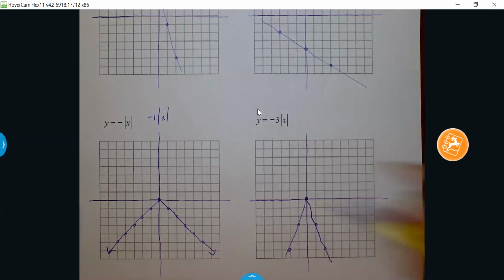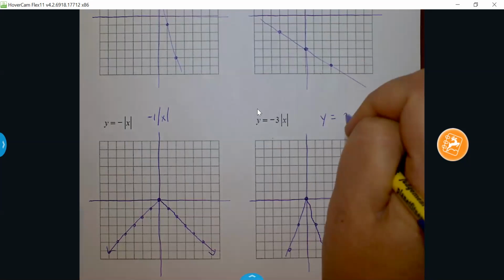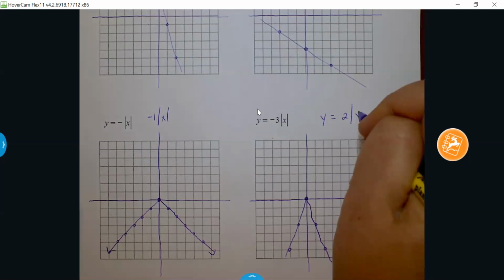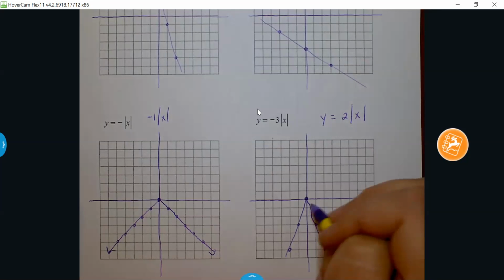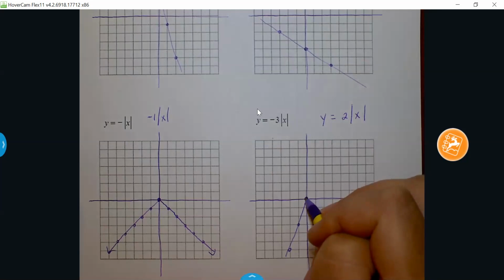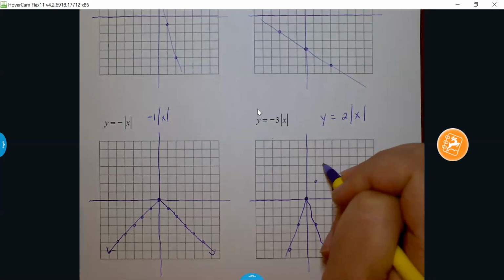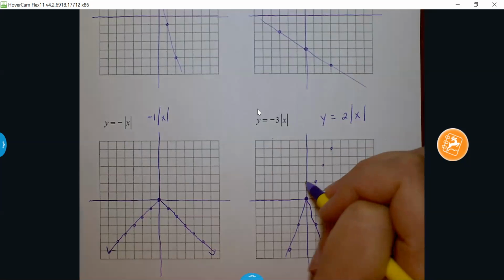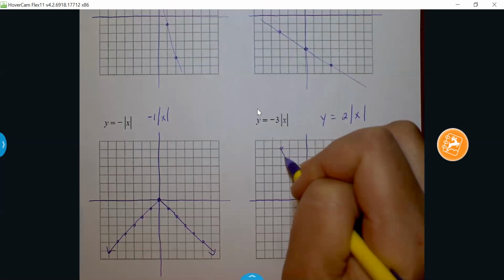Okay. Just for fun, I'm going to make a new problem: y equals 2 times the absolute value of x, just to show you a positive. So you start off with the same origin, and then you would follow the slope of 2. So I'd go up 2, right 1, up 2, right 1, up 2, right 1. And then to get the left side, I go up 2, left 1, up 2, left 1, up 2, left 1. Okay.